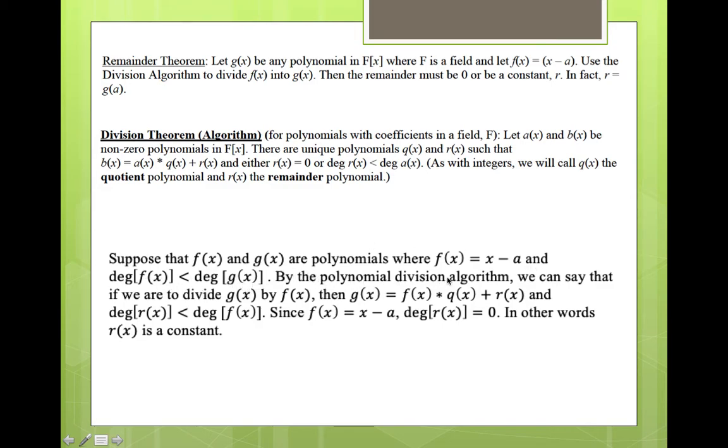We said by the polynomial division algorithm, if we divide g by f, then it can be written as this. So g of x is made up of that f times the quotient polynomial plus some remainder, okay? And in that case, the degree of r has to be less than the degree of f according to the division algorithm. Well, since f is that linear one, the degree of r is limited to 0. So in other words, r is constant or 0 itself, okay?